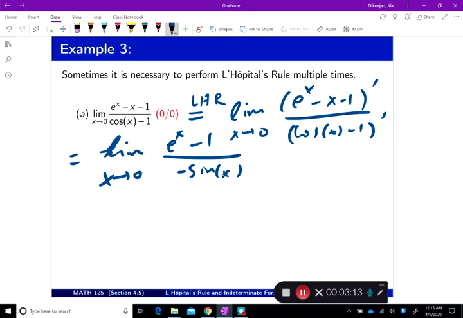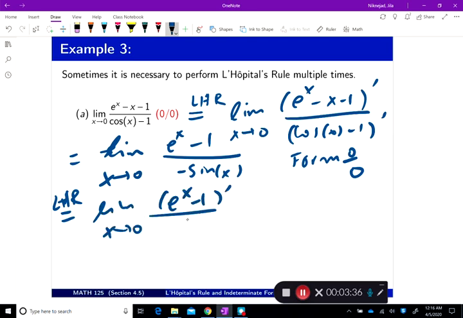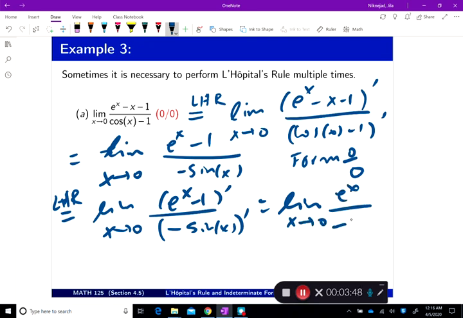Hold on. e to the power x minus 1, if I plug in 0, is 0, and the denominator is 0 also, so I get another 0 over 0 form. And what do I do? Another L'Hopital's rule. The limit as x goes to 0. This time I'm taking the derivative of whatever is in the numerator and denominator. Don't forget the limit, and then you get e to the power x over negative cosine of x. If you plug in 0, you end up with negative 1.